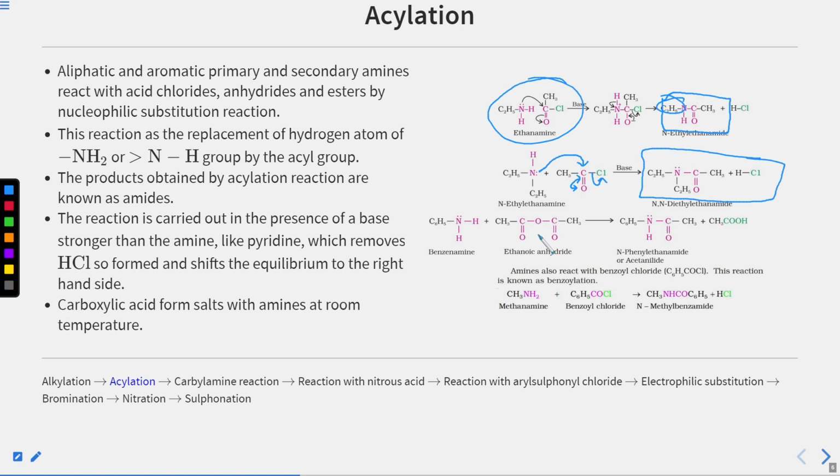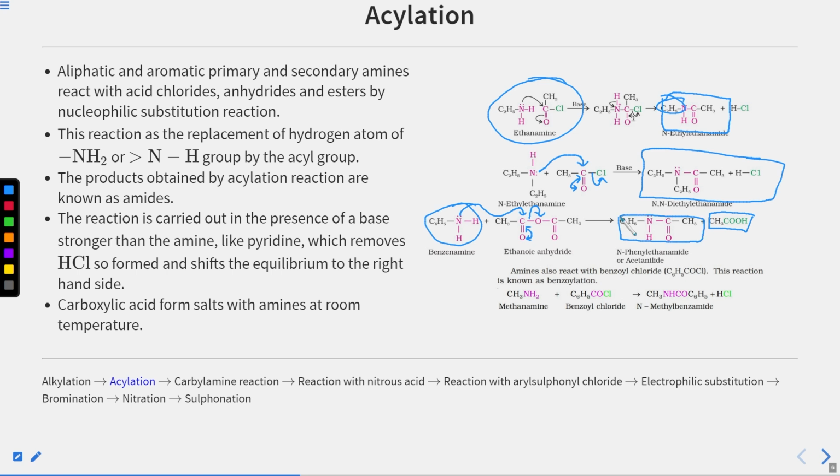Now, what we can do, in the place of acyl chloride, we can also use an anhydride. So we take an amine, primary amine, then we treat it with the anhydride. Now again this lone pair will come and attack here. This will go up, come down and kick out this carboxylic group, okay, and will make acetic acid out of it, and N-phenyl ethanamide.